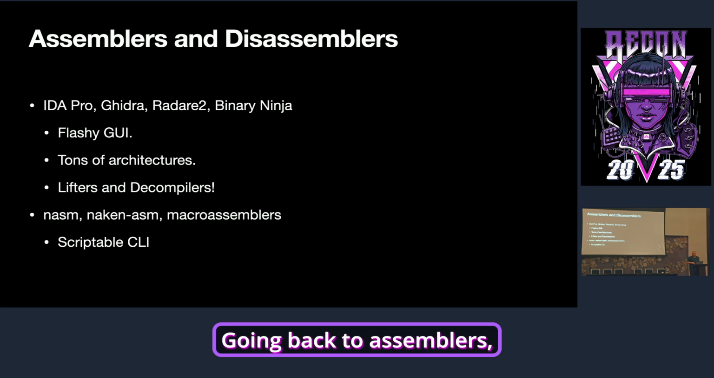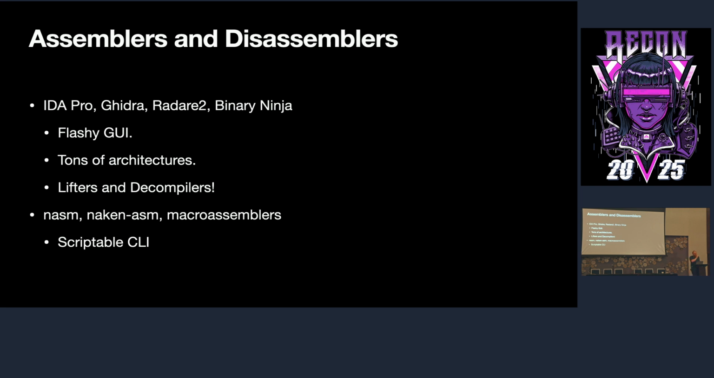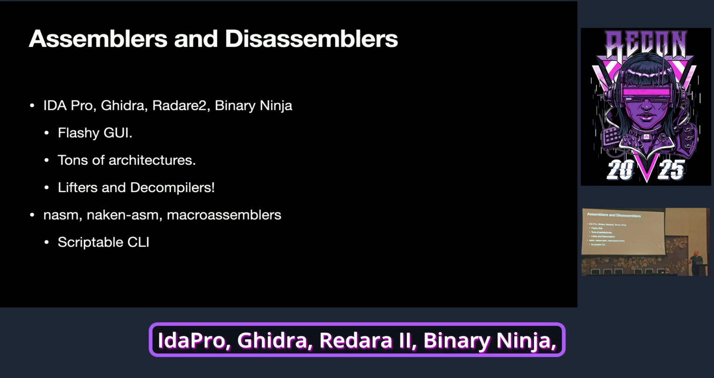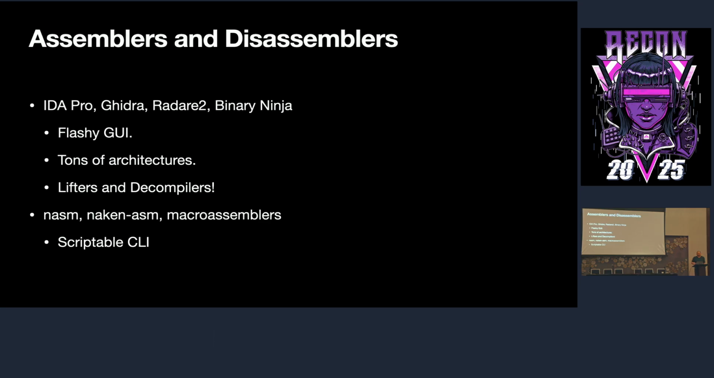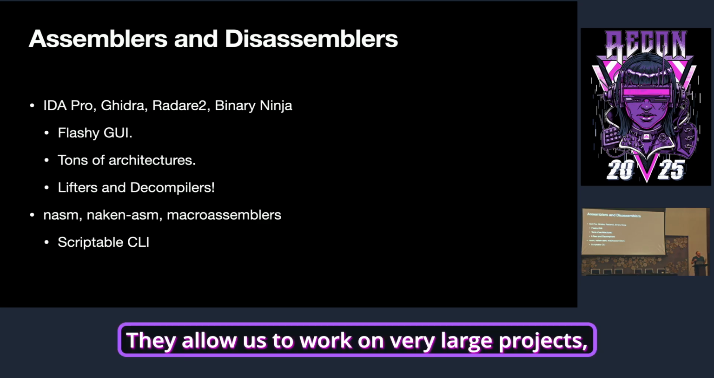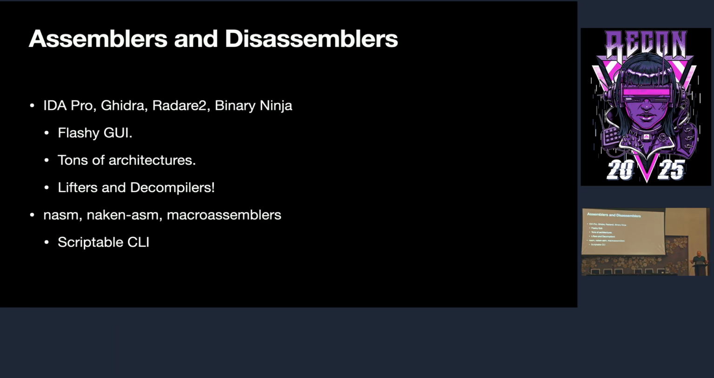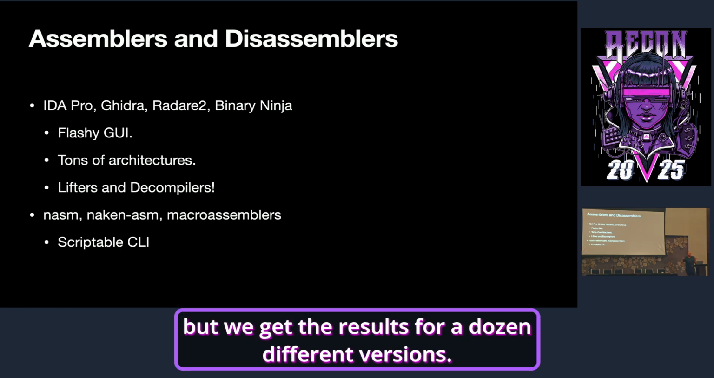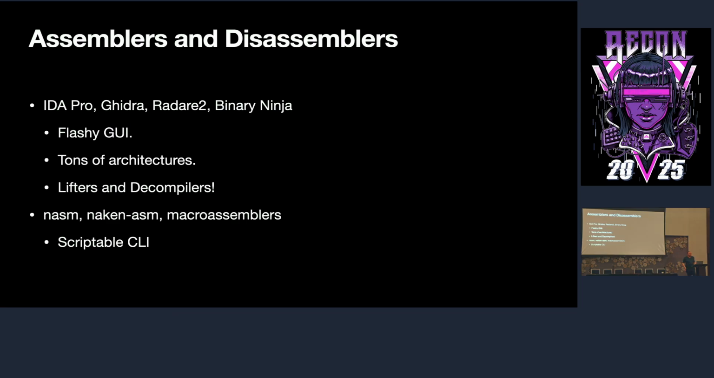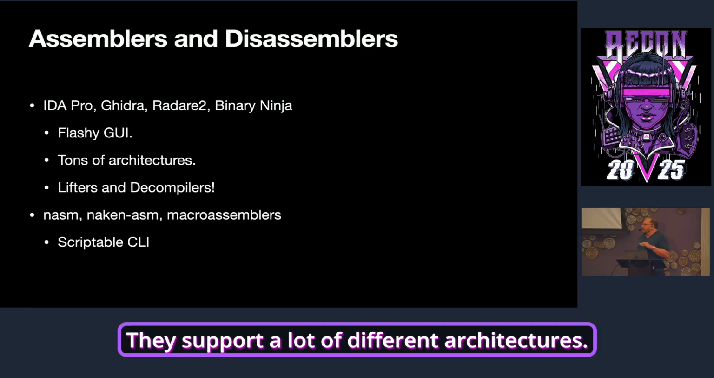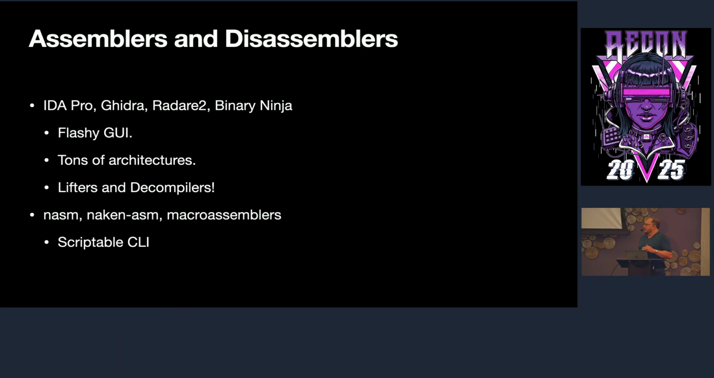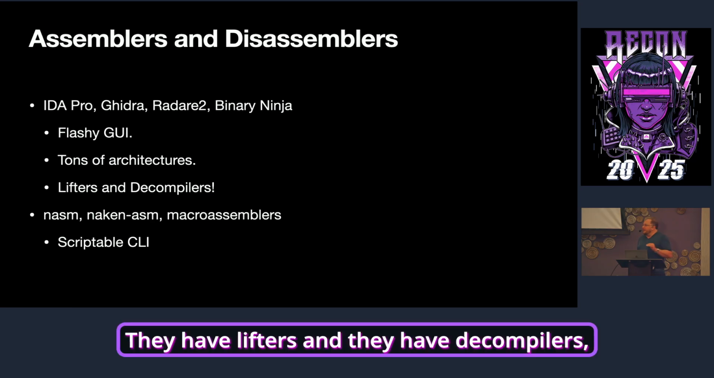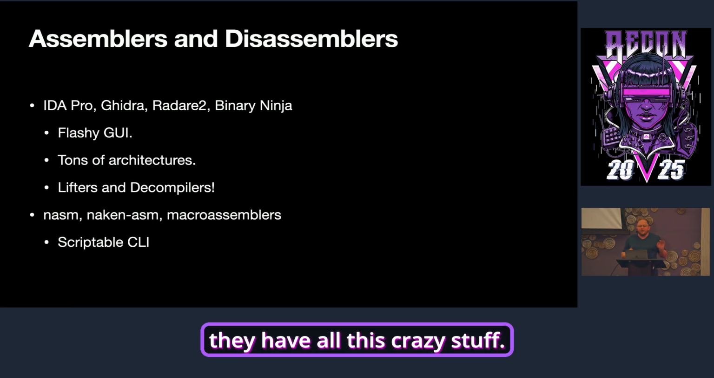Going back to assemblers, IDA Pro, Ghidra, Radare2, Binary Ninja, these things are amazing. They allow us to work on very large projects, obscenely large. They allow us to migrate symbols between different versions of our projects. So we reverse engineer one, but we get the results for a dozen different versions. They support a lot of different architectures. They have lifters and they have decompilers. They have all this crazy stuff.